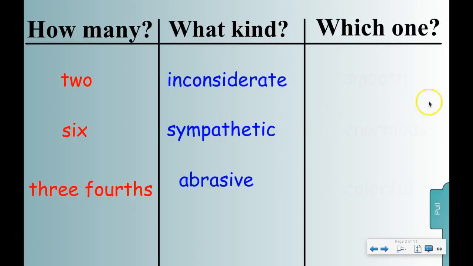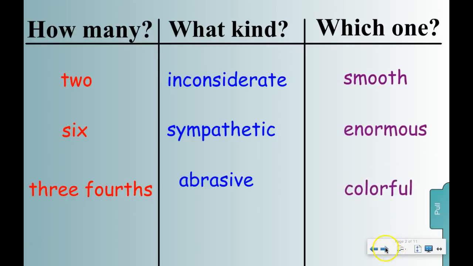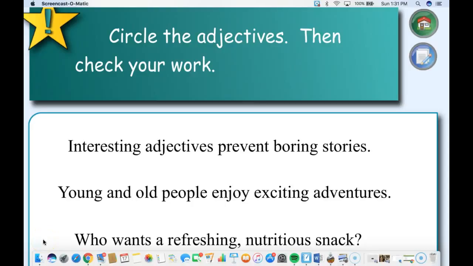And if I'm describing which one, I'm using a descriptive word that could describe the properties of something. Maybe something is smooth, something is enormous, or something is colorful. So on your worksheet, read the sentences below, then circle the adjectives. When you're finished, pause the video and then come back to check your work.